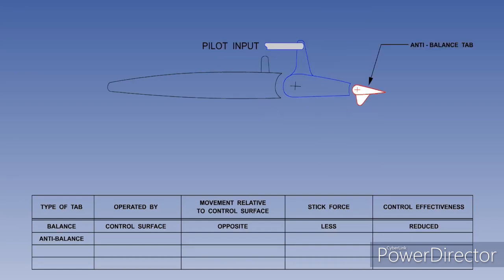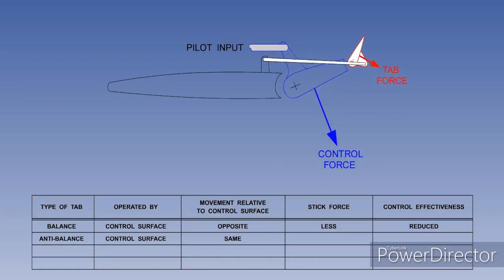The second type of tab we will consider is the anti-balance tab. The pilot input is connected to the control surface so that when the pilot moves the cockpit control, he or she is directly moving the control surface. There is a link between the fixed structure and the anti-balance tab, but this time when the pilot moves the control surface, the anti-balance tab moves in the same direction.